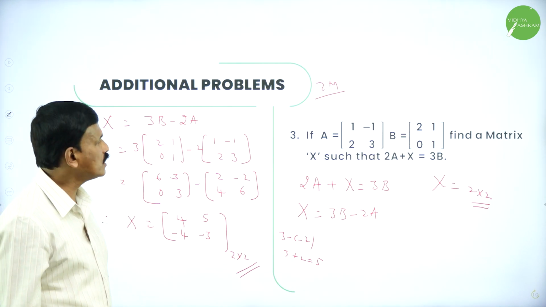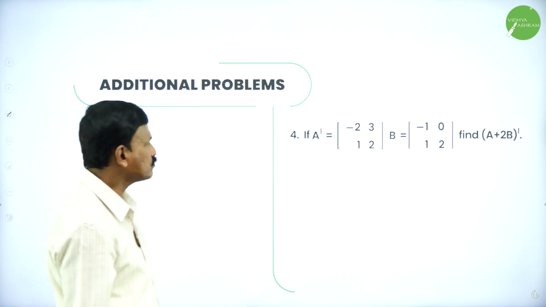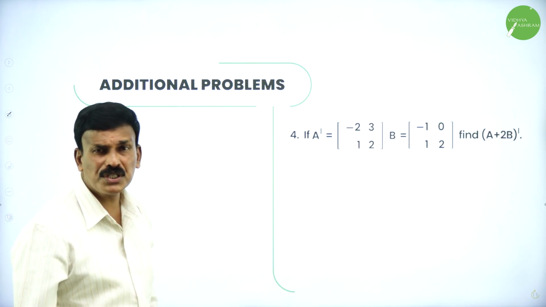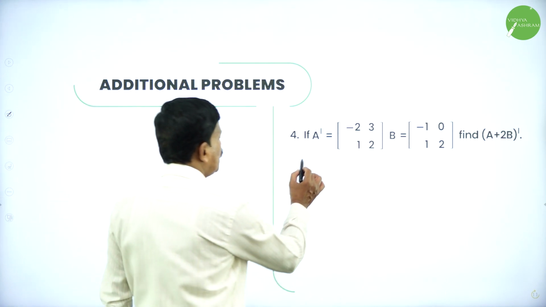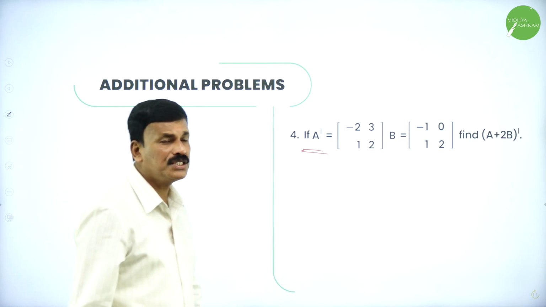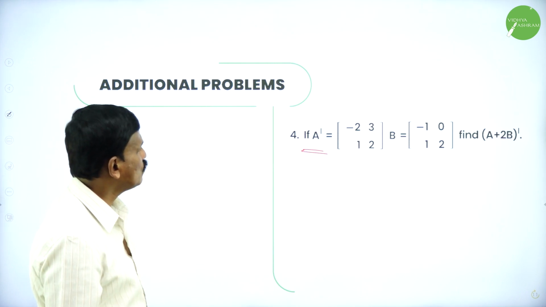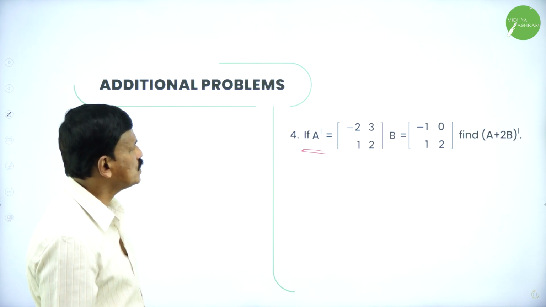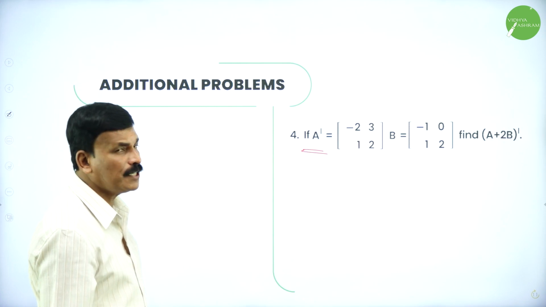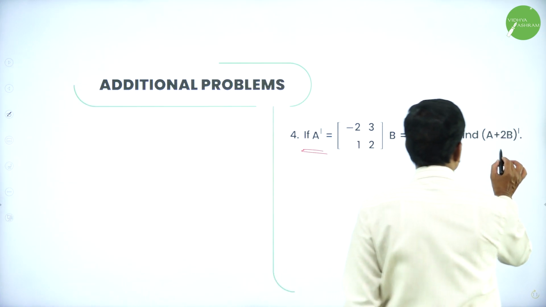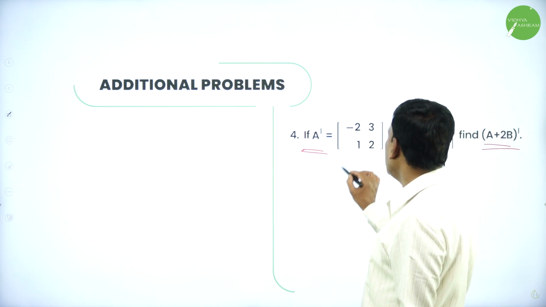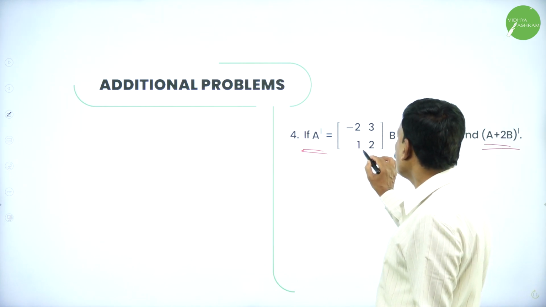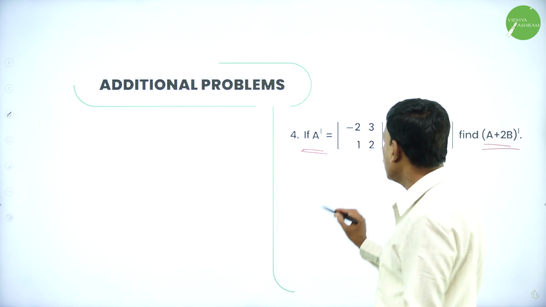Now let us come to another problem. See here, this is a very important 2 marks question again. Observe carefully what is given here. If A dash is equal to minus 2, 3, 1, 2 and B is equal to minus 1, 0, 1, 2, find (A plus 2B) dash. So A dash is given, minus 2, 3, 1, 2. First find out A.